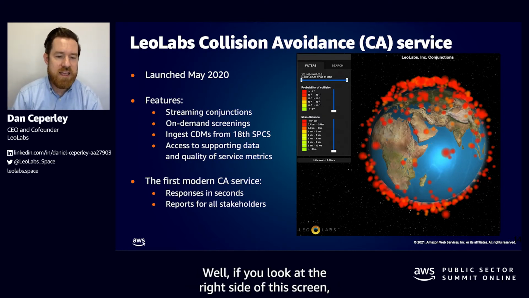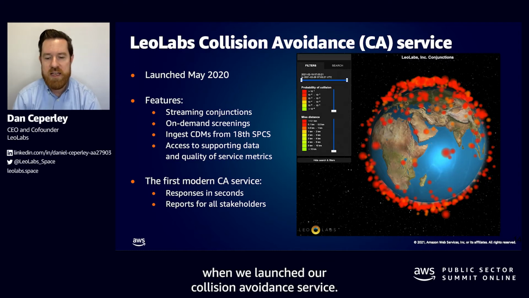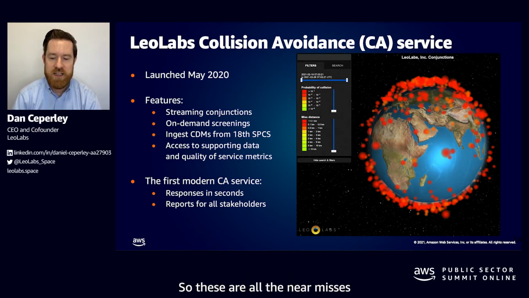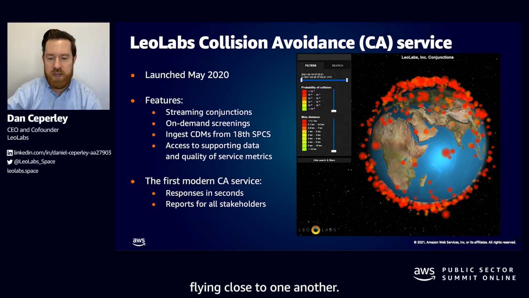Well, if you look at the right side of this screen, you see a display that we launched in May 2020 when we launched our collision avoidance service. This particular display shows all of the conjunctions that we're tracking over a 7-day period. So these are all the near misses occurring in low Earth orbit. Each red dot represents two objects flying close to one another. And I'm going to play a movie here briefly. You can take a look at all of the different conjunctions that we're tracking around the world. So you can see they're kind of spread all over the place here.